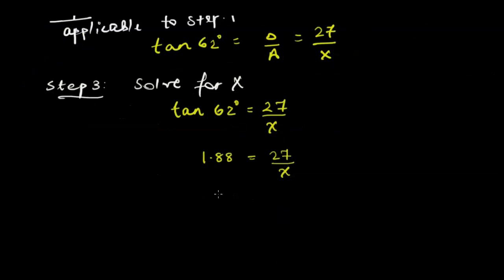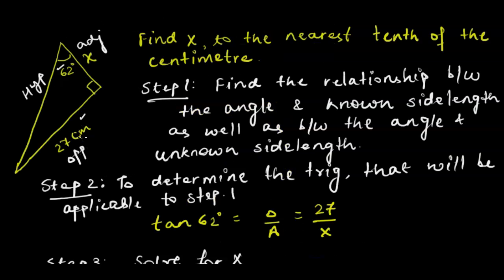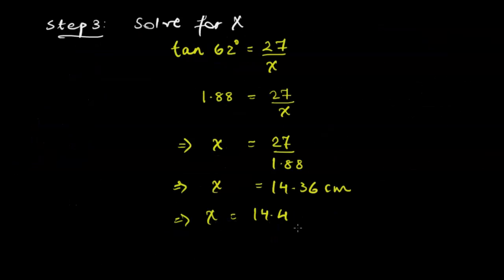Now to solve for x, we just have to isolate x. So x goes here and we get 27 divided by 1.88. We put this on the calculator and we get x equal to 14.36 centimeters, because the unit is given to us as centimeters. However, the question wants us to find the answer to the nearest tenth, that means 1 decimal place. So we would round the answer to 1 decimal place. Therefore, the final answer is x equal to 14.4 centimeters.